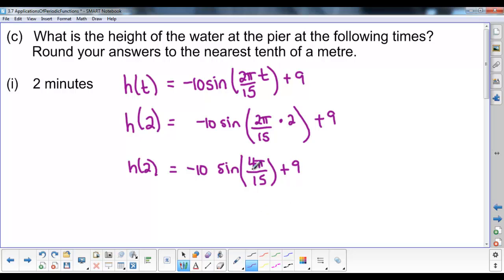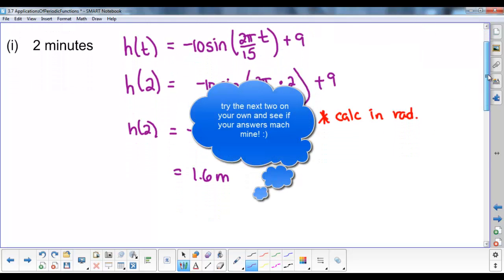Now, in the previous example, we had a denominator of 4, which gave us the option to use the special triangles or not. In this case, 4 pi over 15 is not helpful. It's not helpful to use any of the special triangle stuff, so it's just calculator work. Make sure your calculator is in radians and type in what you see: 1.6 meters. Okay, let's go ahead and try the next one.